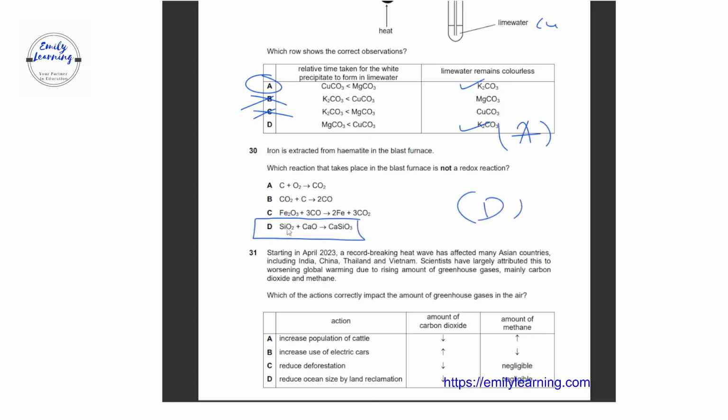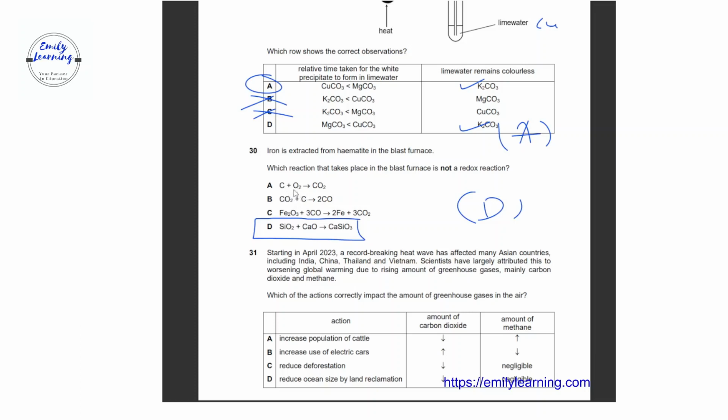Because SiO2, silicon dioxide, is an acidic oxide, and calcium oxide is a basic oxide. Acidic oxide plus basic oxide is an acid-base reaction to form a salt. So acid-base reactions are not redox. There's no change in oxidation state of everything. But if you look at A, for this question, it's easier to look at oxidation and reduction in terms of oxygen because A, B, and C involve oxygen. So you look at carbon, no oxygen becomes CO2, that means it gains oxygen. So C is being oxidized.